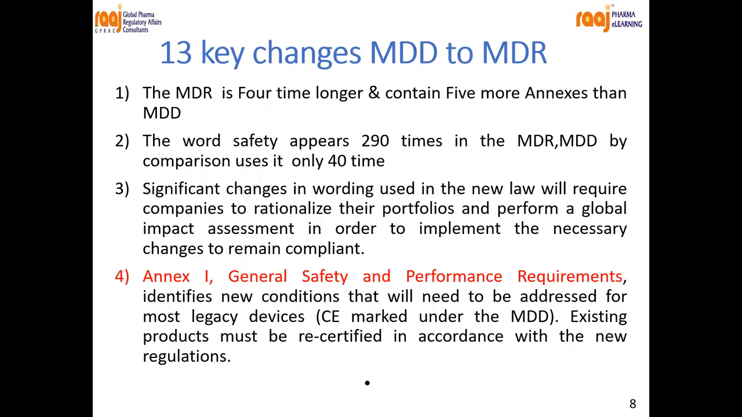Then significant changes in wording used in the new law will require companies to rationalize their portfolios and perform a global impact assessment in order to implement the necessary changes to remain compliant. Suppose XYZ company already has MDD in place and is selling 100 products into the market. Now there is a big question: for 100 products, how can I change from MDD to MDR?